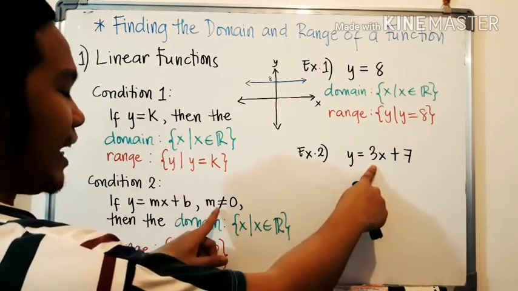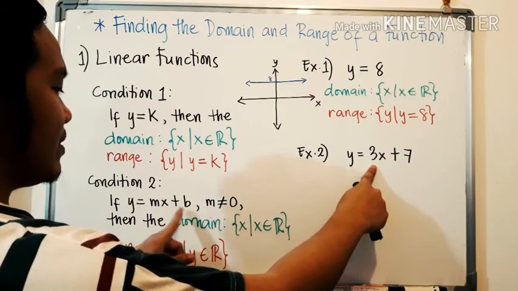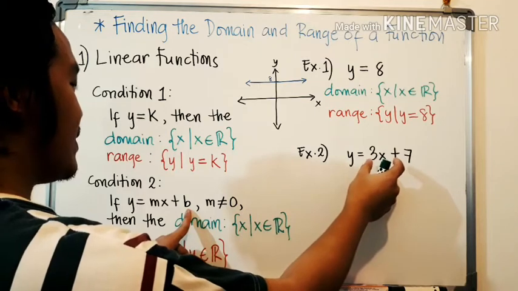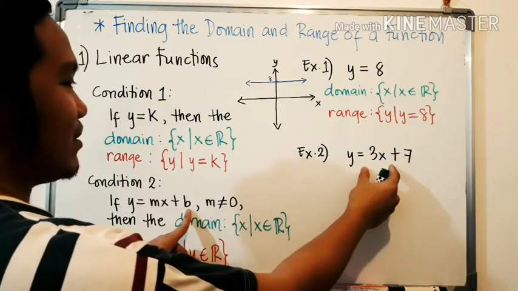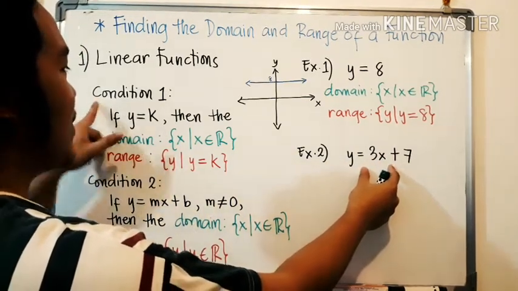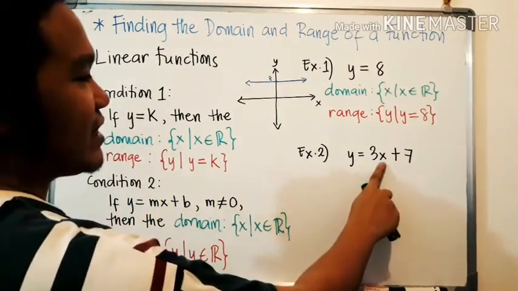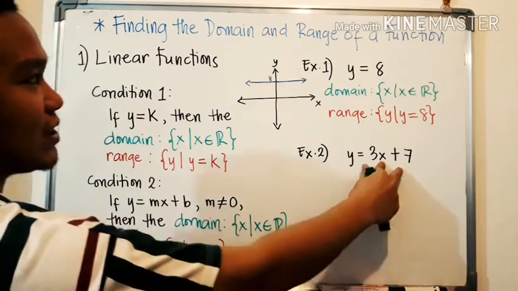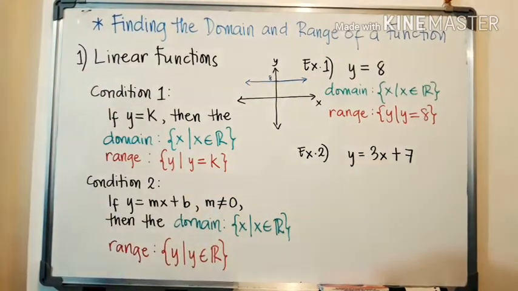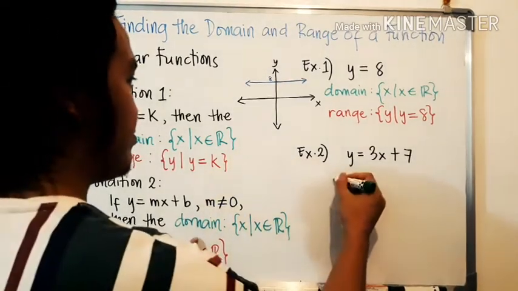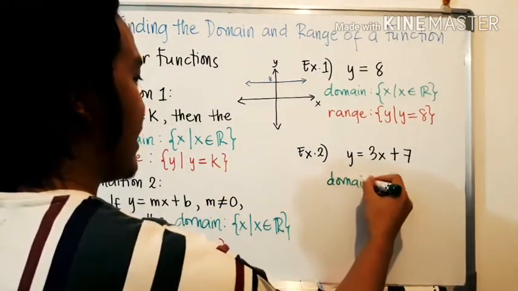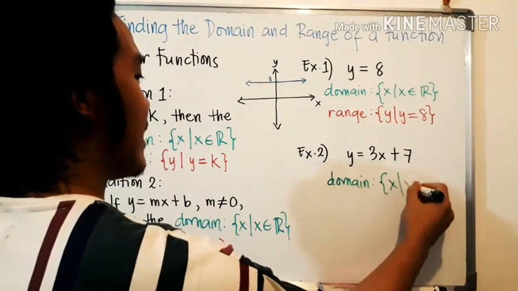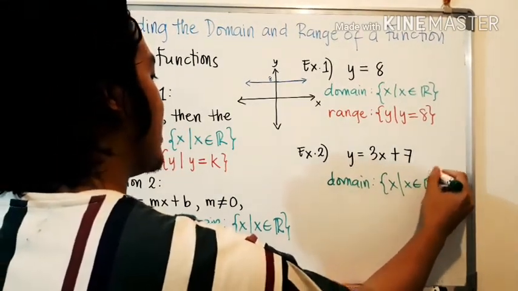Why? Because if m is equal to 0, then our function will not fall under condition number 2 but under condition number 1. Kasi pag ito naging 0 yung x, so our y is equal to 7, and that is a constant function. Okay? So the domain of this linear function is the set of all x such that x is a real number.